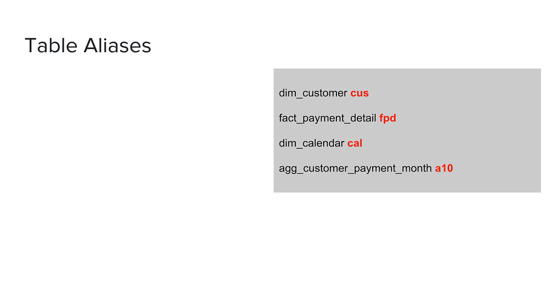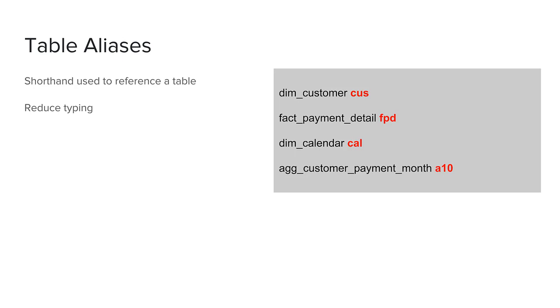Next we will review table and column aliases, and how they help us to speed up our coding by reducing the amount of typing required. A table alias is a short name or acronym that can be provided to a table, which we then use anytime we want to reference that table in our code. For example, if we had a table called dim customer, we could use the alias CUS, cus for customer.